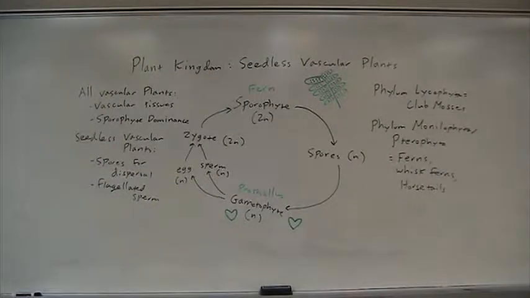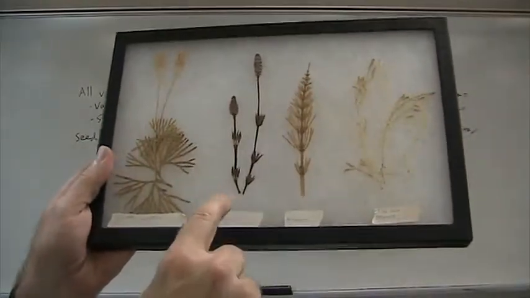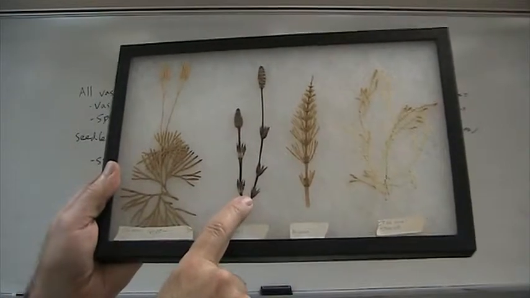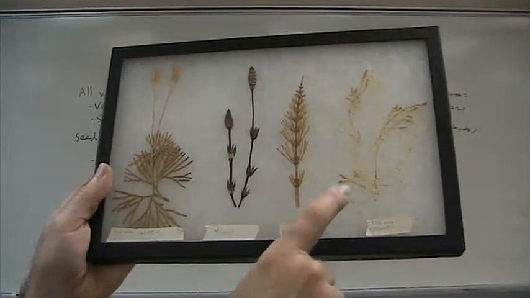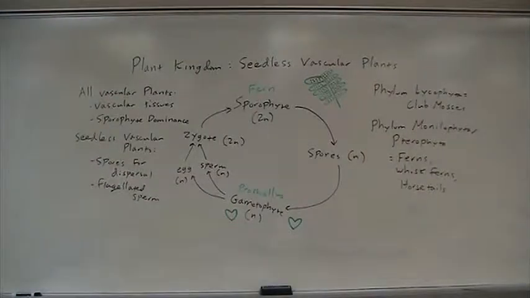So let me bring this over here. Get this glare out of here. So this is all mixed together. This would be a club moss. This would be a horsetail. They're not in the same phylum. Here's another horsetail, and there's another club moss. So that's just an example of what they look like.